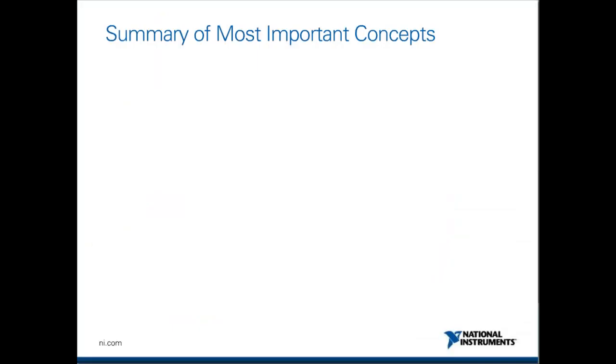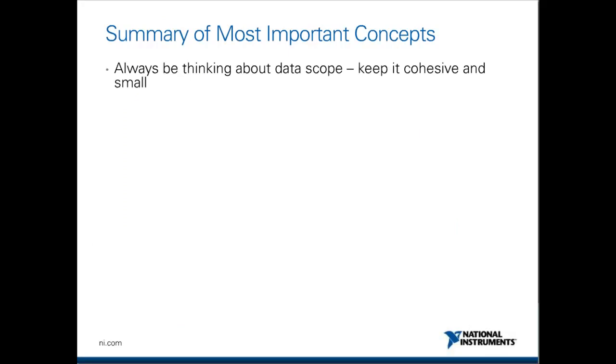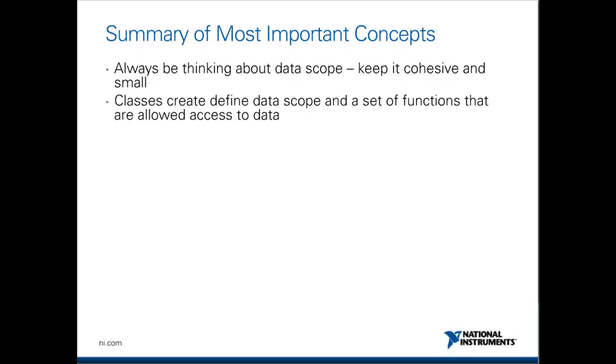So let's take a minute to summarize everything we've seen here today. We always want to be thinking about data scope. Keep it cohesive and keep it small. If you're not using OOP yet, look for loops and look at their shift registers and look at the size and scope of your clusters. If they're getting too big, it may be a prime opportunity to evaluate the use of classes. Keep in mind, we've learned that classes actually create and define data scope and a set of functions that are allowed to access that data.